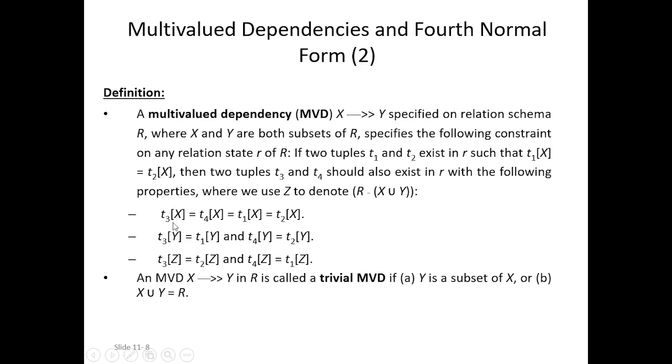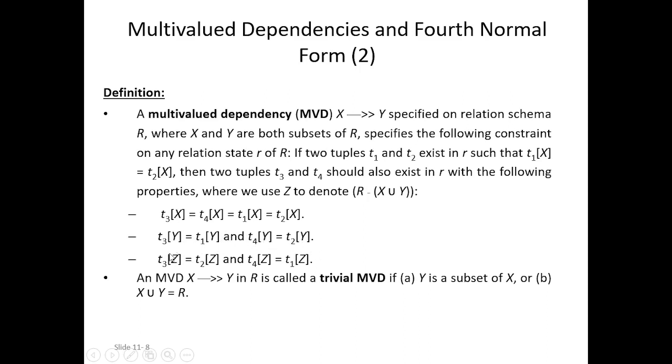And the conditions are T3 of X equals T4 of X, which is equal to T1 of X equals T2 of X. So these four values are the same. And for the other side, that is Y, T3 of Y is equal to T1 of Y, and T4 of Y is equal to T2 of Y.